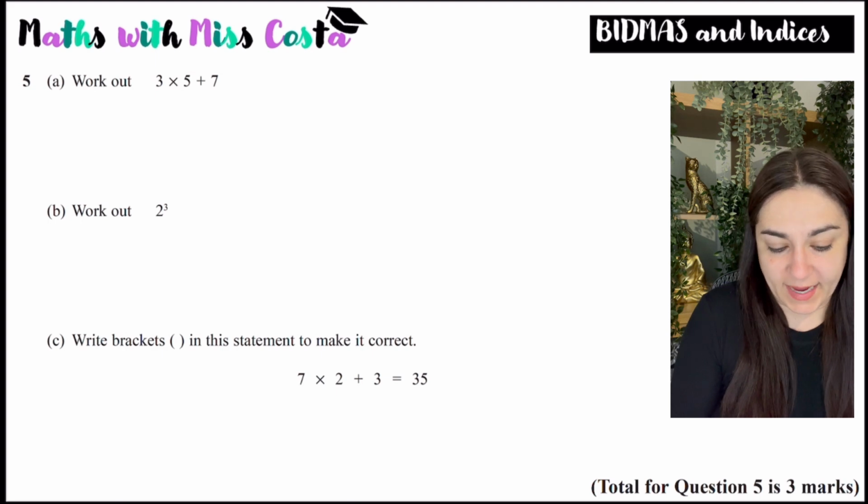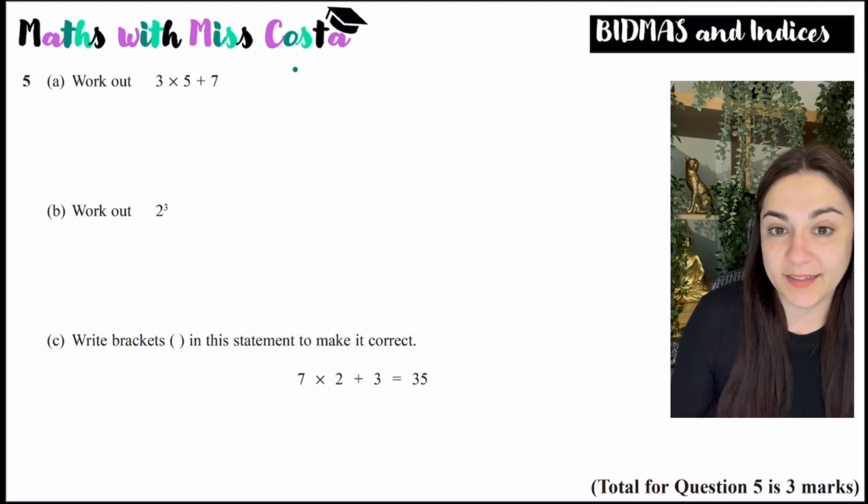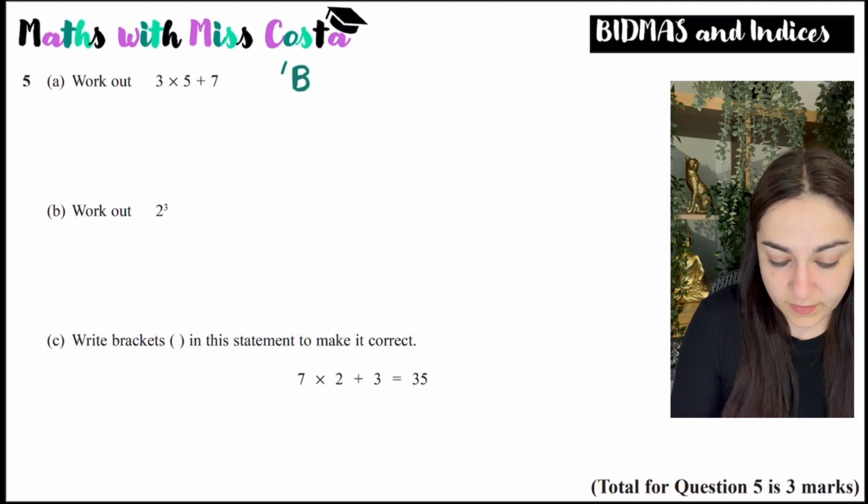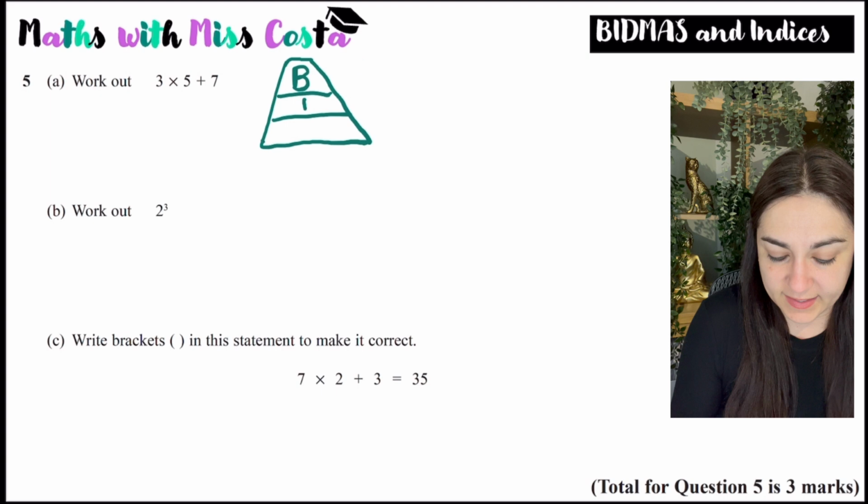Next, we've got BIDMAS and indices. So with BIDMAS, you can do it like a little pyramid. So first you do anything that's in brackets, then you do anything that has indices.